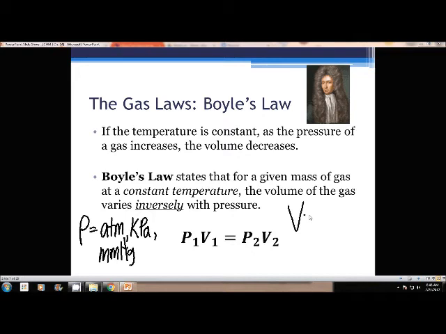For volume, the unit is going to be the same as the unit that's on our mole map. Does anybody remember the unit for volume on the mole map? Liters. Yeah. So volume is going to be in liters. Normally, I just give it to you in liters. You may occasionally have to change it from milliliters, but not very often.